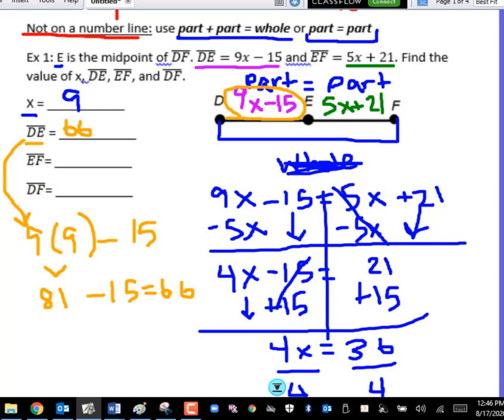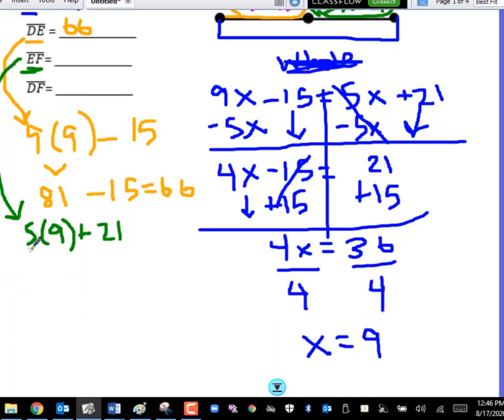For EF, well, I guess EF was green. That was over here, the 5x plus 21. What am I going to do? Well, I'm going to plug in 9 for that as well. So 5 times 9 plus 21. I can type all this in at once in the calculator, or I can do it one step at a time. So 5 times 9 is 45. Bring down the plus 21. 45 plus 21 is 66. Oh my gosh, we got the same thing.